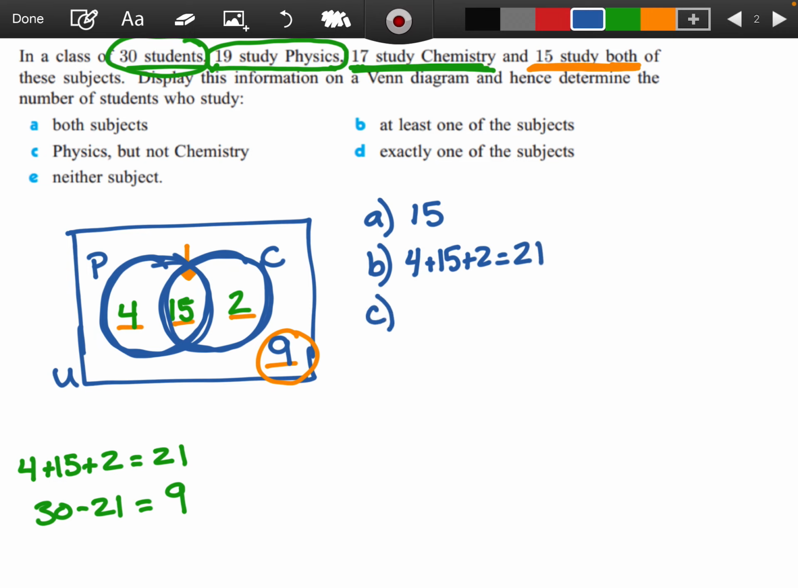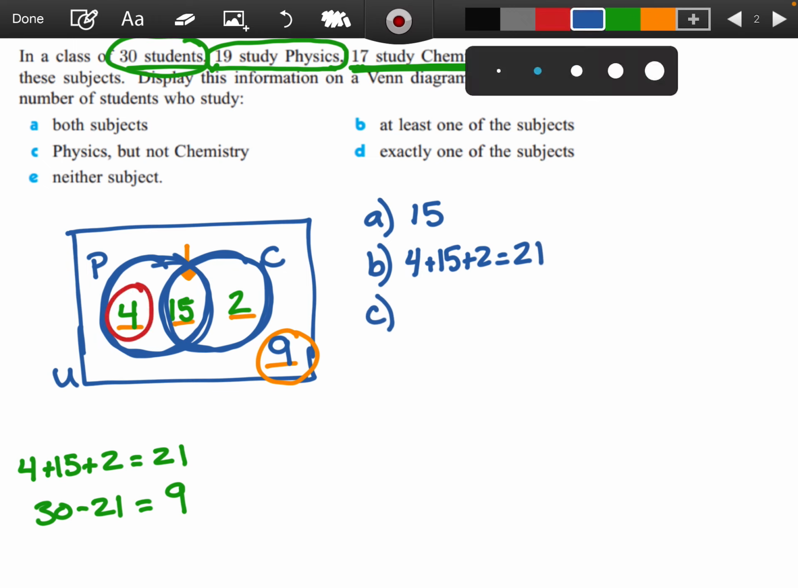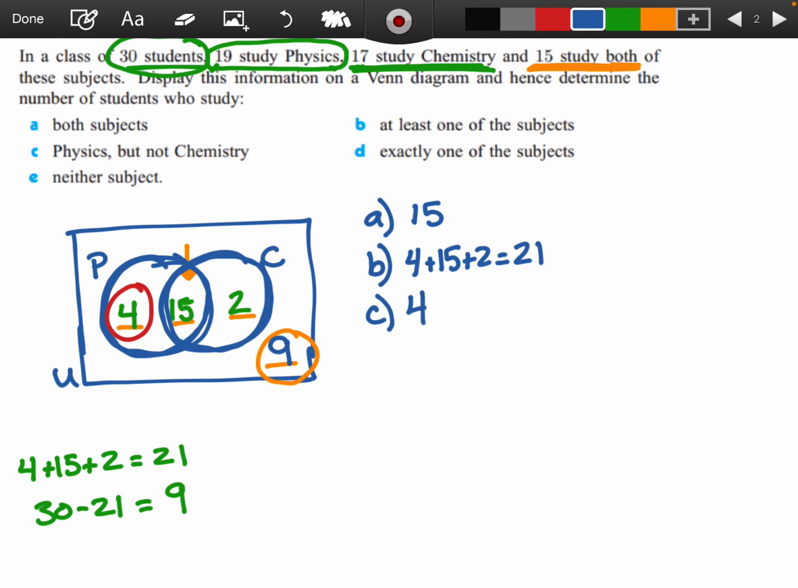C, how many study physics but not chemistry? So that means they're in the physics circle, but they can't be in the chemistry circle. So that means that it's these people here. So that means 4 students studying physics but not chemistry.